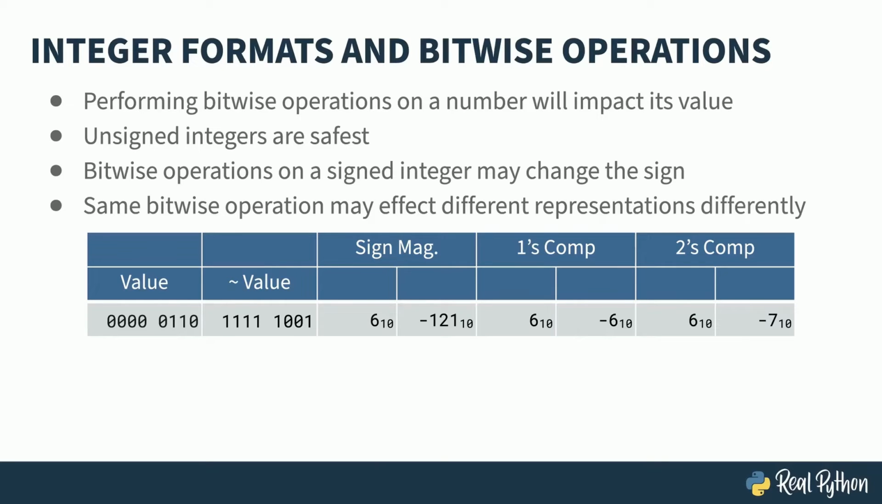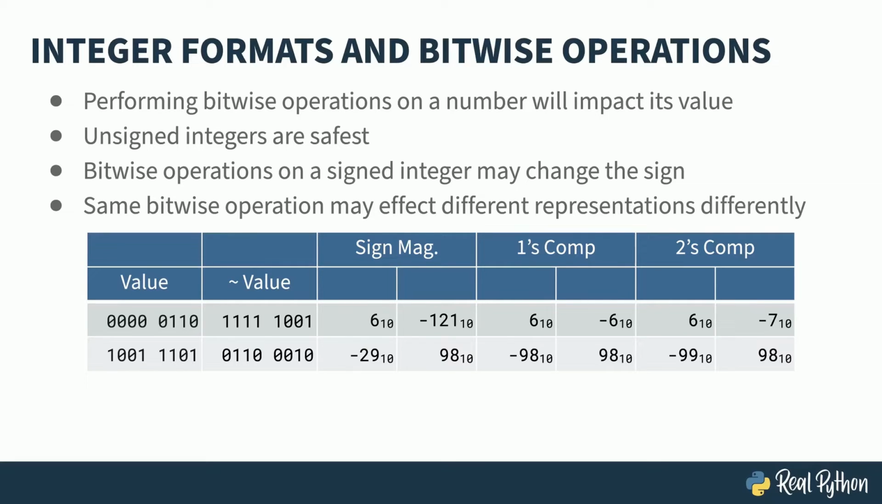Let's try it again, this time with 1001, 1101. Here's the NOTed value: minus 29 in sign magnitude, 98 for the NOTed value, minus 98 for 1's complement, minus 99 for 2's complement, and 98 pops up again for the NOTed value.